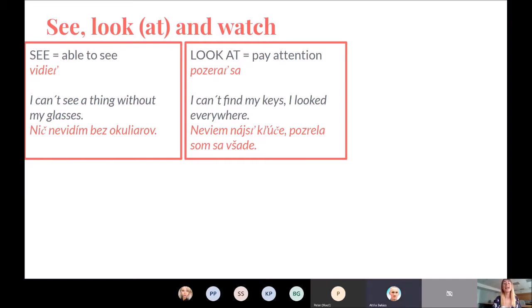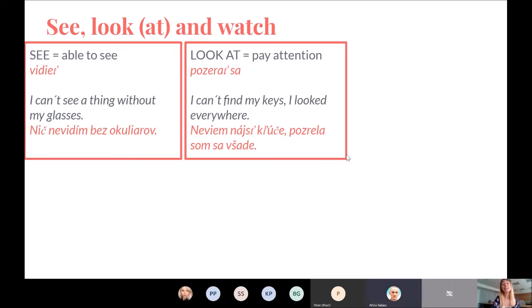So for example, I can't find my keys. I've looked everywhere. So it means I paid attention and looked everywhere. Not just see the room, I physically looked.